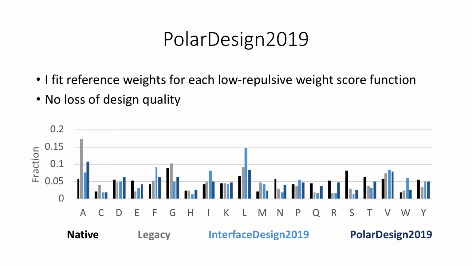Non-native distributions of amino acids are not inherently a problem, but they are a red flag. So we thought it was at least worth checking out. And by all of our computational metrics, there's no loss of design quality. So it seemed like a candidate to be the new standard. For the scope of today's talk, I'm going to be moving forward with Polar Design 2019. But in the bigger picture, these two are kind of competing to be the new standard, pending actual experimental testing, not by me.